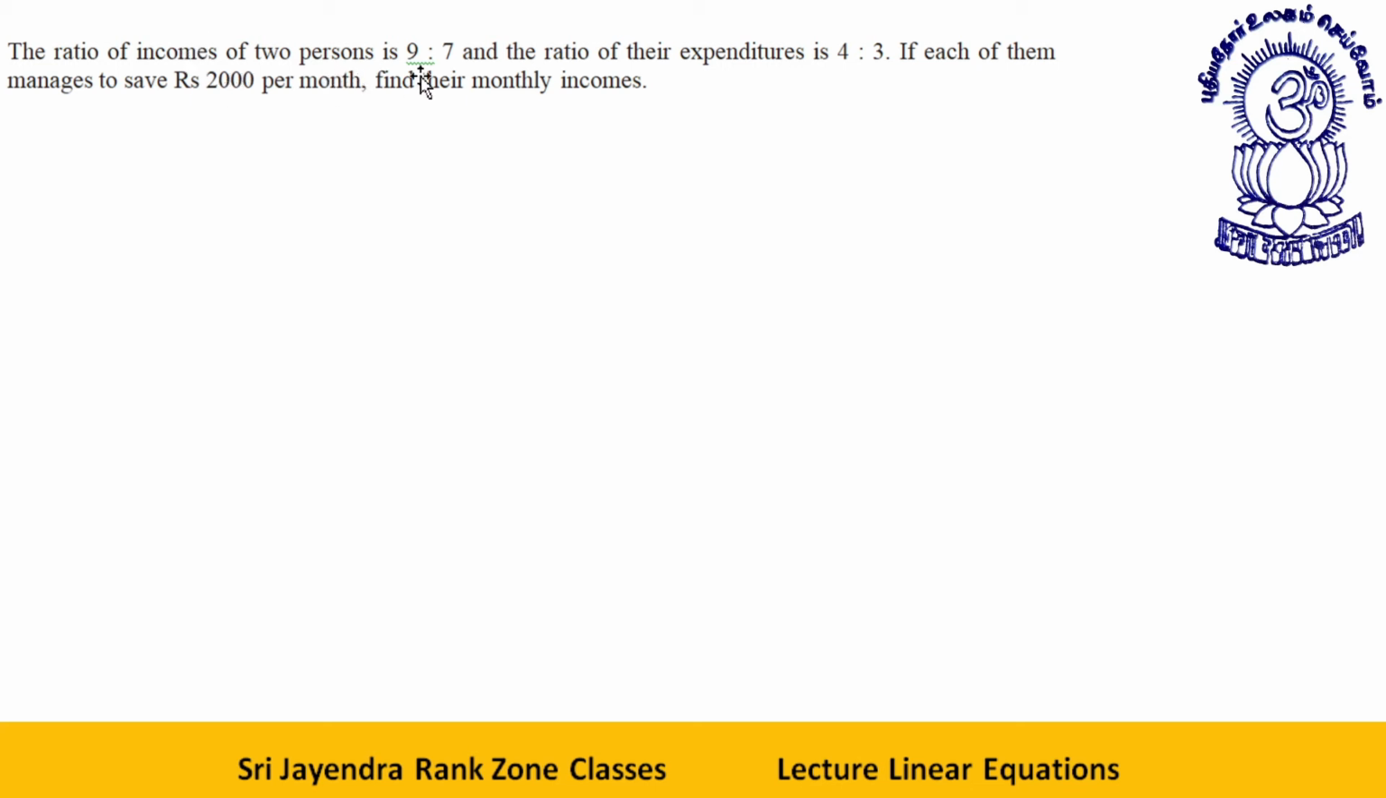The ratio of income of two persons is 9 is to 7, and the ratio of their expenditure is 4 is to 3. If each of them manages to save rupees 2000 per month, find their monthly incomes. See, students, the given thing is the ratio of income of two persons is 9 is to 7. And the ratio of their expenditure is 4 is to 3. If each of them manages to save rupees 2000 per month, find their monthly income.